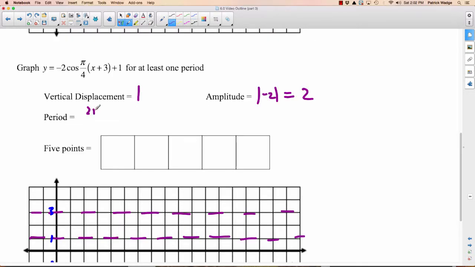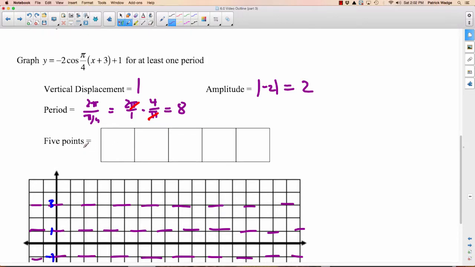Period is 2 pi over the absolute value of b, and b is pi over 4. So we've got 2 pi. I'm going to put the 2 pi over 1. We're going to divide by pi over 4. That's the same as multiplying by the reciprocal, 4 over pi. So look, we can cancel out these pi's. We're left with 8. I know that's a weird value. Usually we have pi's and stuff, but hey, it's kind of nice just to have a period of 8.